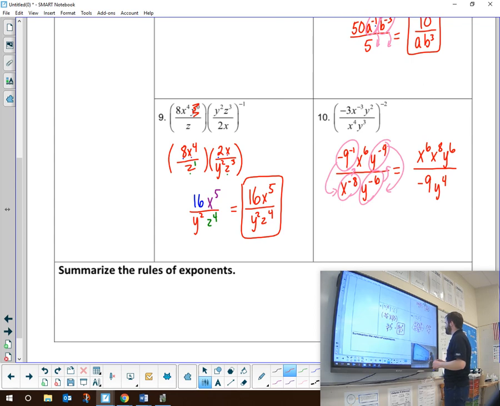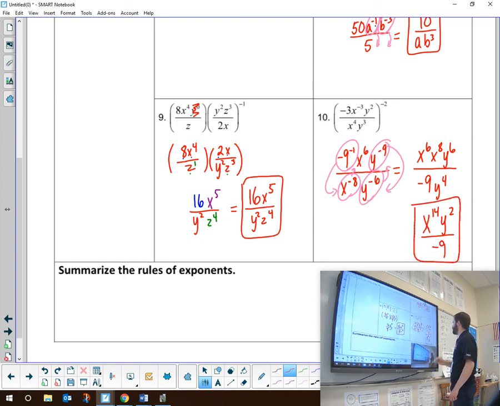Then we're just going to simplify and combine. X to the 6th times x to the 8th is going to be x to the 14th. Okay? Y to the 6th divided by y to the 4th, we can subtract. 6 minus 4 is 2, so that's going to be y squared. And then we just have a negative 9 on bottom, and that's going to be my answer. That one was a bit tricky. It probably would have been better to switch first and then distribute the squared, and then try to simplify. So keep that in mind when you see some on your homework.